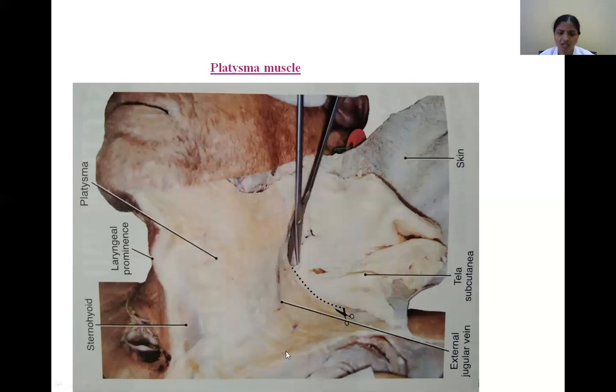So what is the origin of the platysma muscle? It takes origin from the fascia covering these two muscles. Here this is the deltoid and this is pectoralis major. So the fascia covering the pectoralis major and deltoid gives origin to this subcutaneous muscle. What is that fascia covering? Pectoral fascia and fascia over the deltoid muscle. That is nothing but deep fascia only.